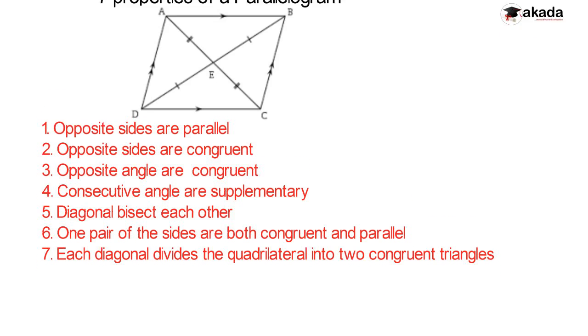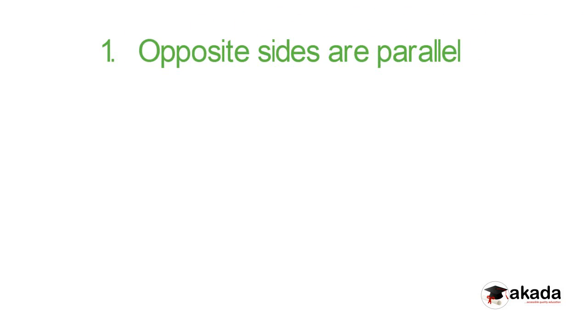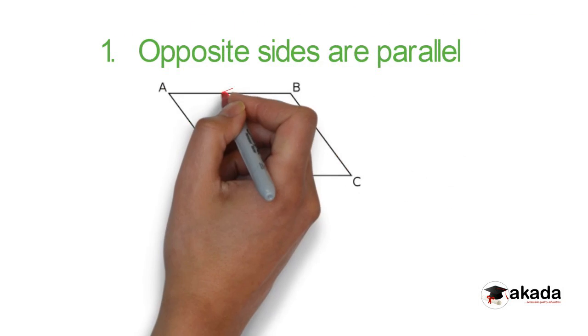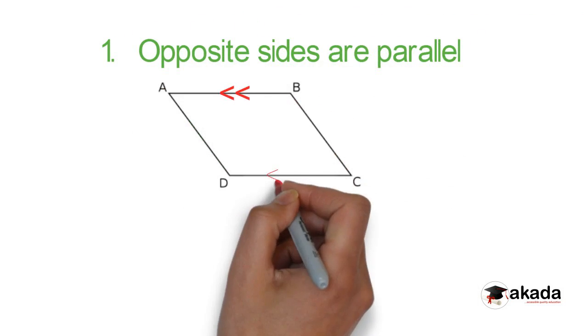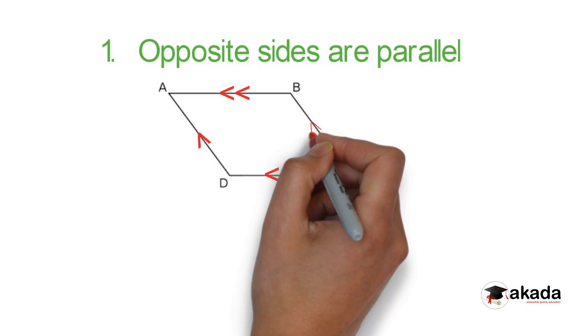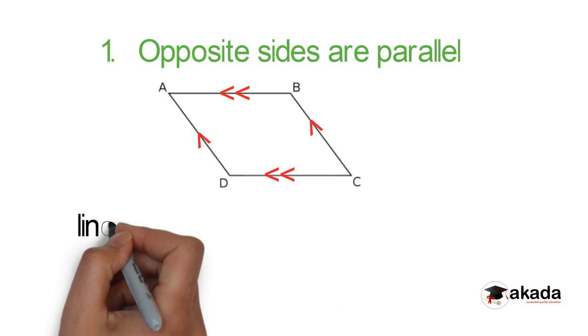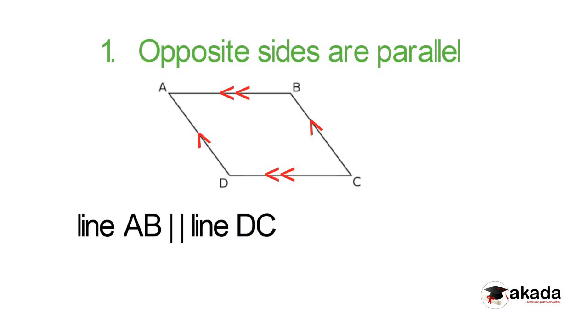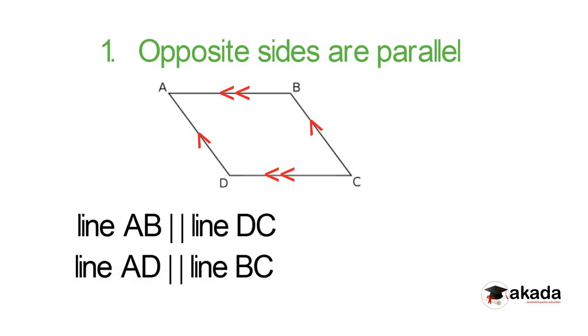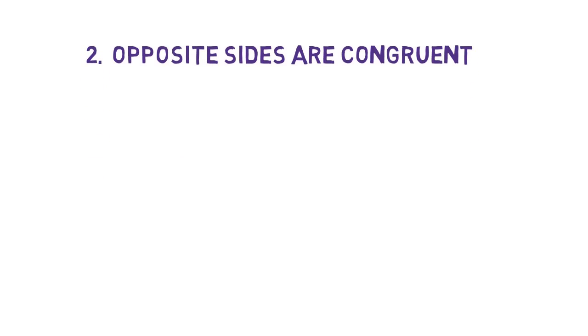So, now let's take a look at the properties one after the other. Number 1. Opposite sides are parallel. So what do I mean? It means line AB is parallel to line DC. Also, line AD is parallel to line BC. Can you see the arrows? It shows that opposite sides are what?